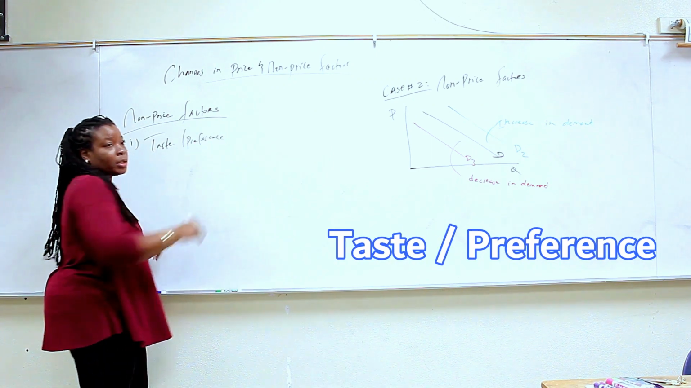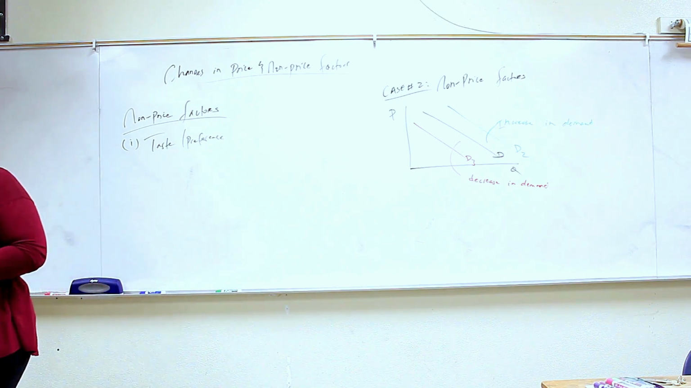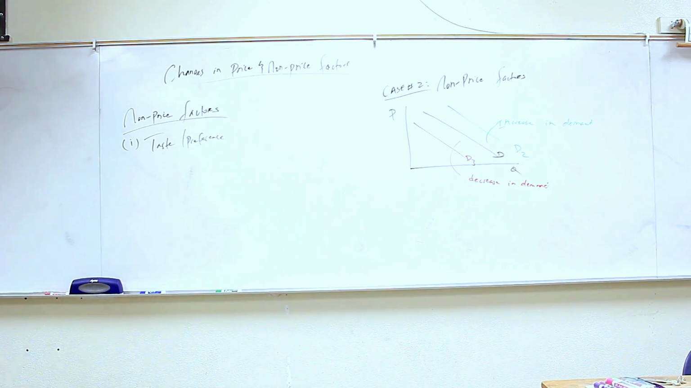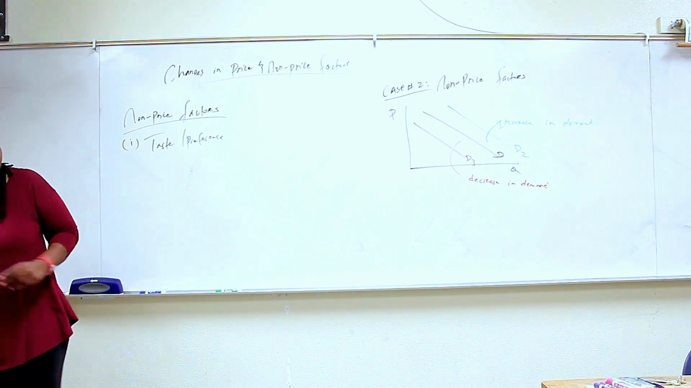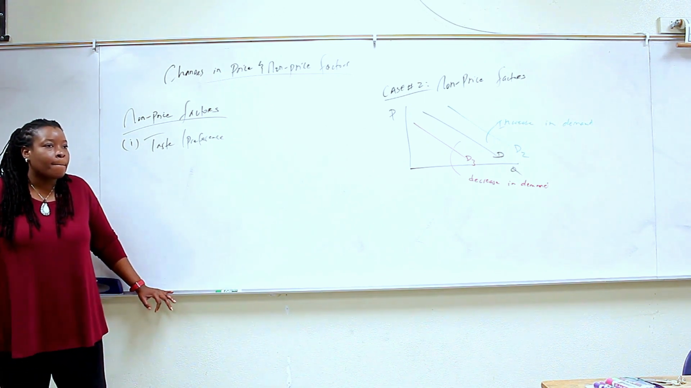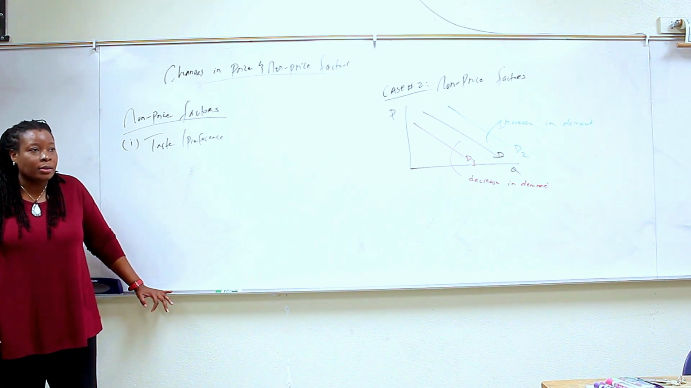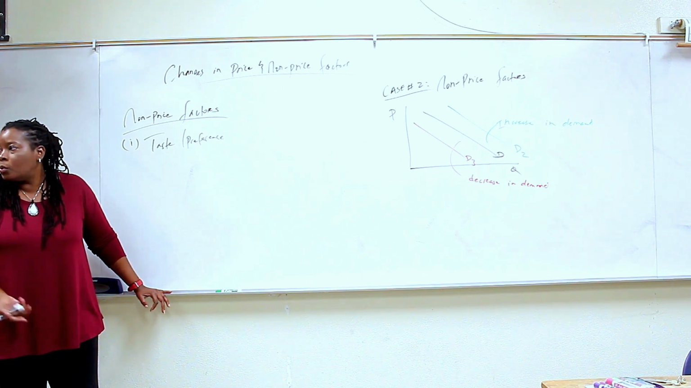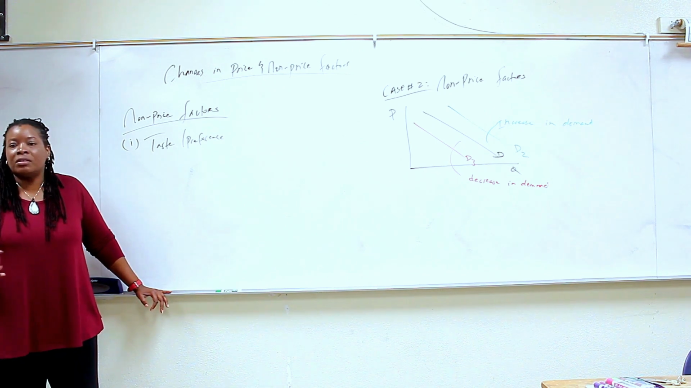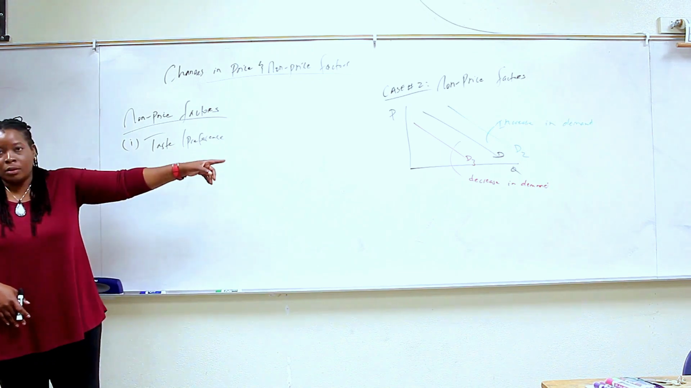You guys remember how this works? Your taste is favorable towards something. What do you expect? Or how do we show that? You shift it to the right. So if our taste becomes favorable towards something, it shifts to the right. If it's unfavorable, it shifts to the left.